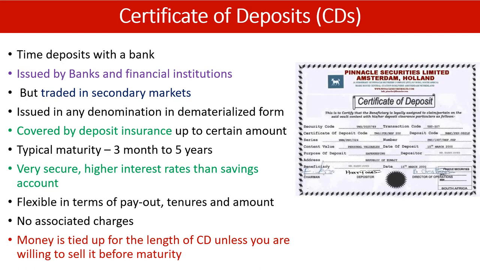The next instrument is the certificate of deposit. Now, these are time deposits with banks, which are issued by the banks and financial institutions and traded primarily in the secondary markets. And most importantly, one of the key characteristics of these instruments is that they are denominated in dematerialized form, that is, they are digitally available. Also, they are covered by deposit insurance up to a certain amount, and typically they have a maturity period between 3 months to 5 years.